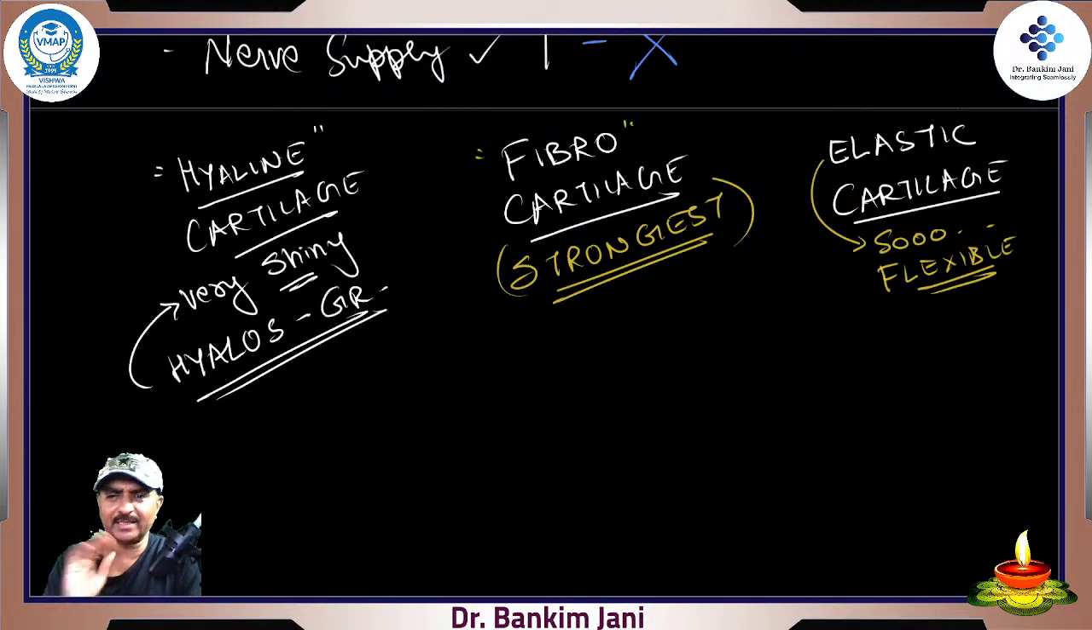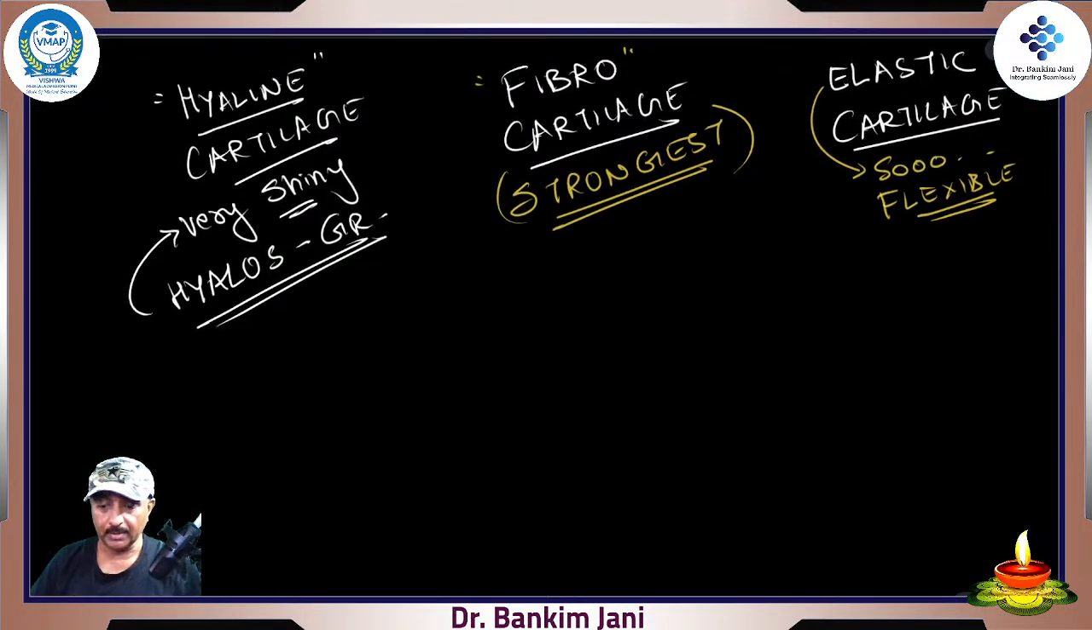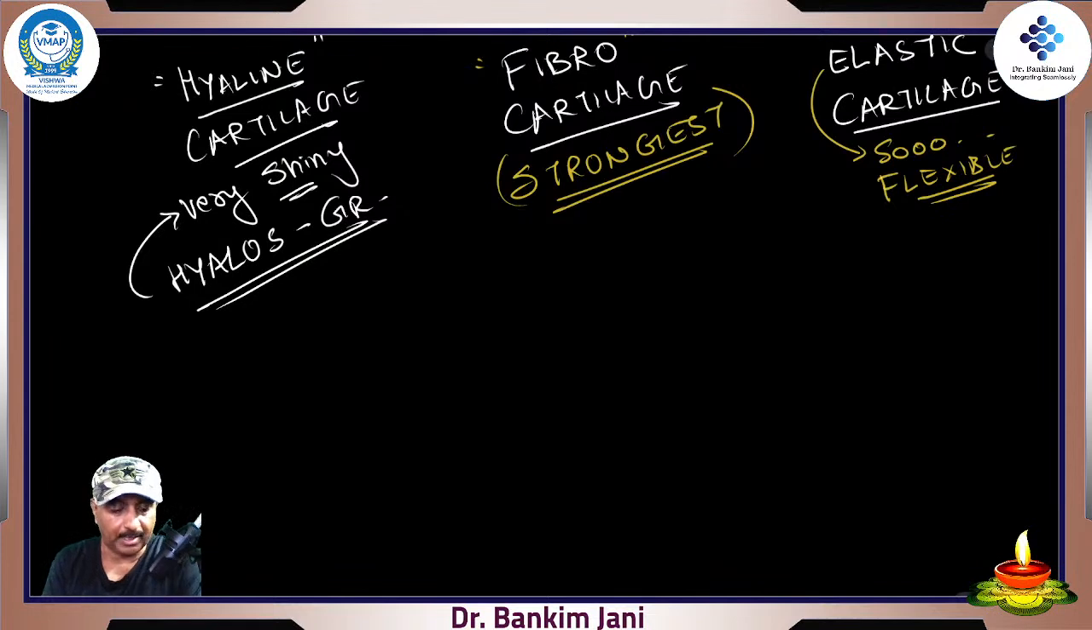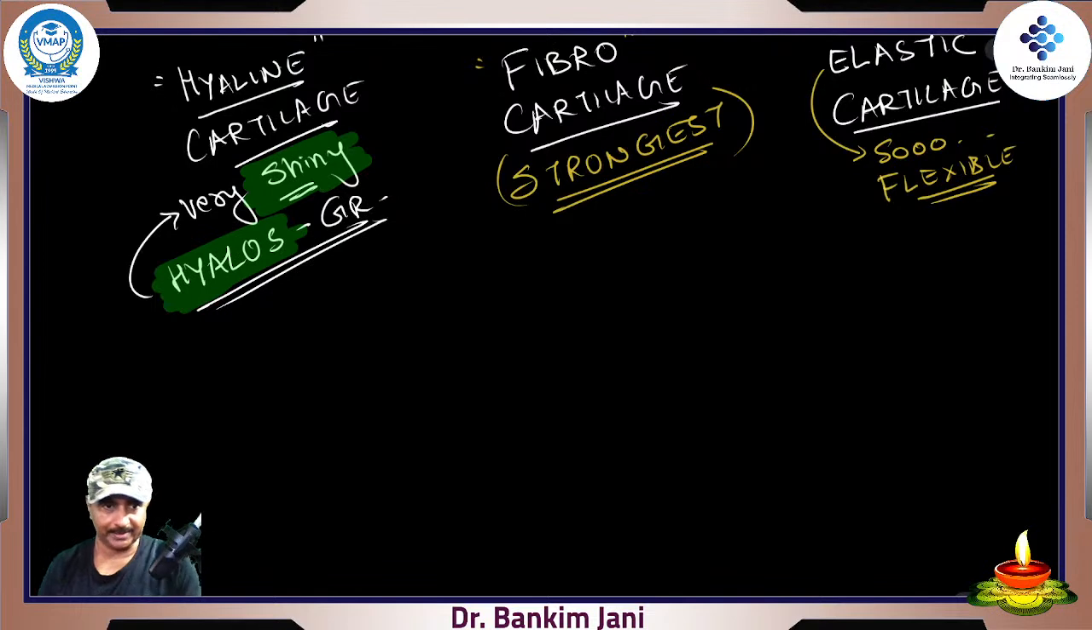So where exactly are they present, etc.? We'll come to that. Just hold it for a while. Because see, a patient would never be interested in asking, okay, tell me hyaline cartilage, where is it present, fibrocartilage is not present. No, they are not interested. But when you are looking at the slide, you should know what exactly is going wrong, right? So here it is, hylos. Try to visualize as much as possible that hylos, it is something which is shiny.